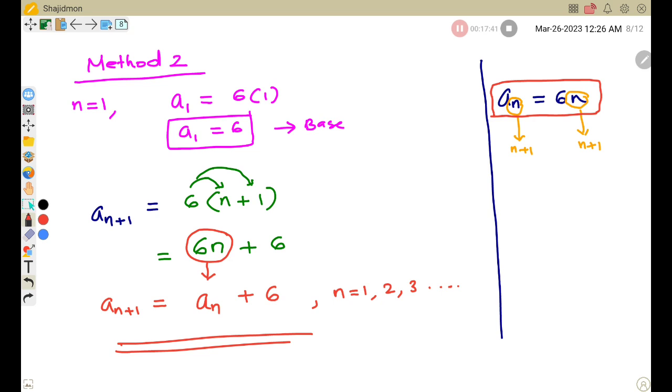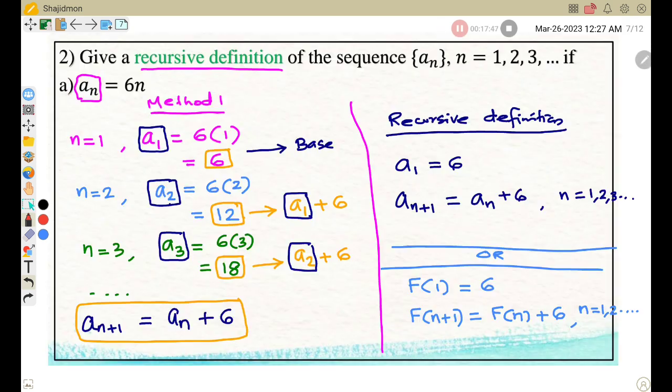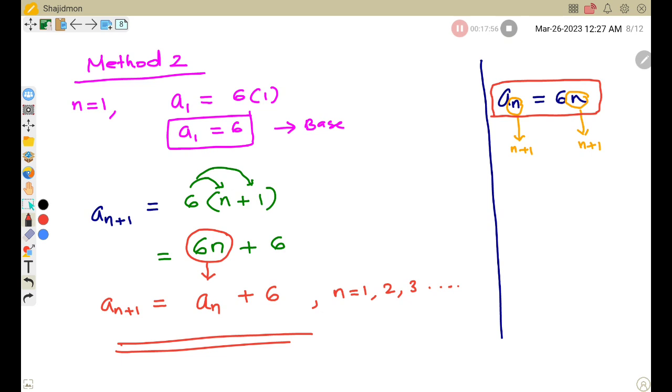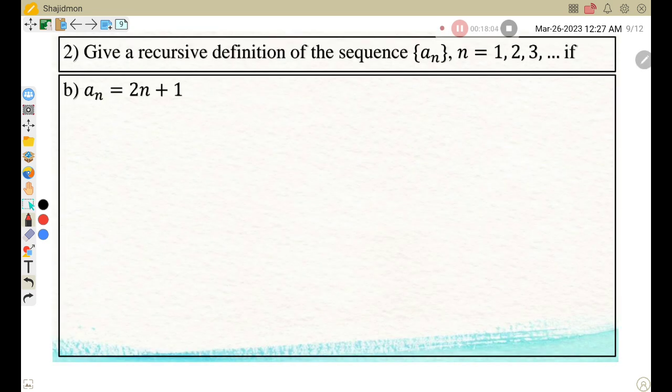Continuing. So this is the step we are calling the recursive step or recursive definition. The same thing we got here. See, a1 equal to 6 and a(n+1) equal to an plus 6 we are getting. So you can do this method 2 more easily when we are going to do the questions. Hope you understood this question. Okay, now let us practice some more questions here.